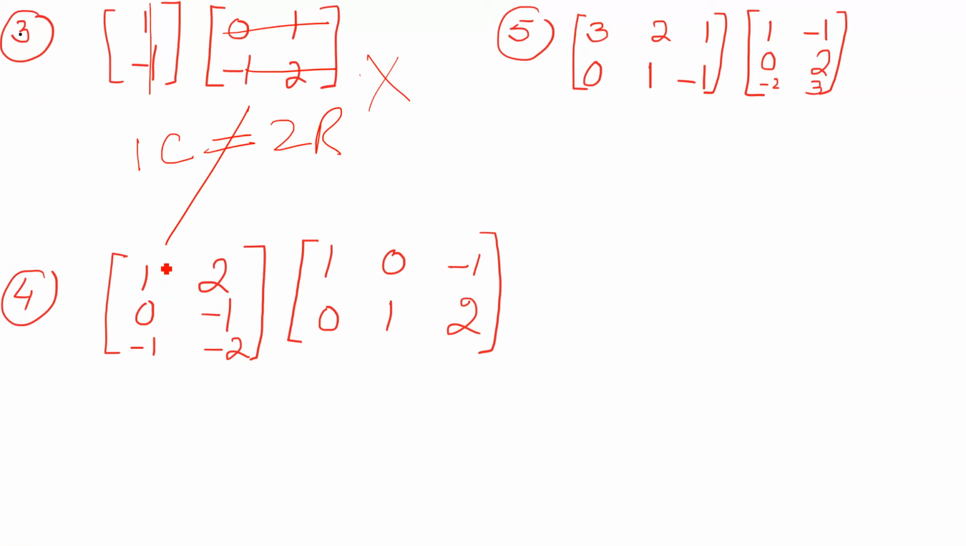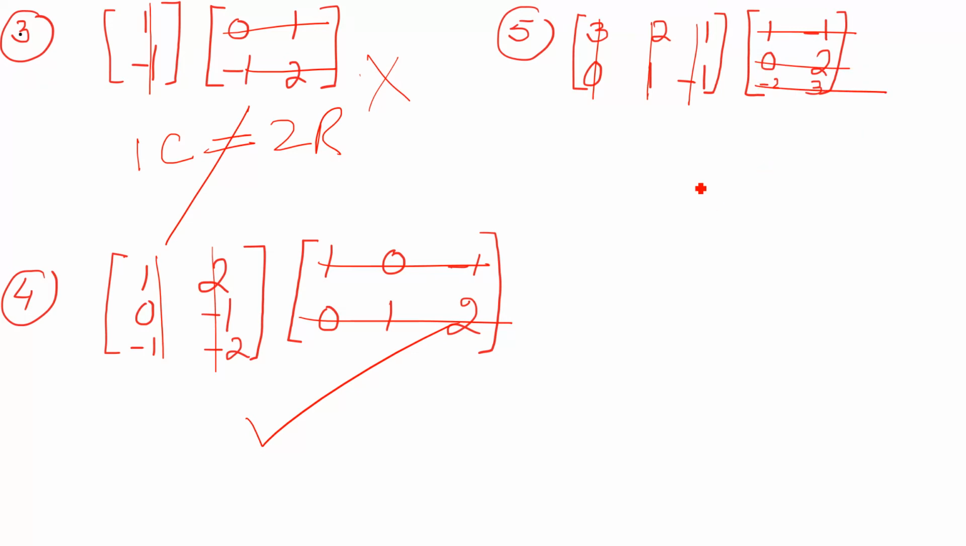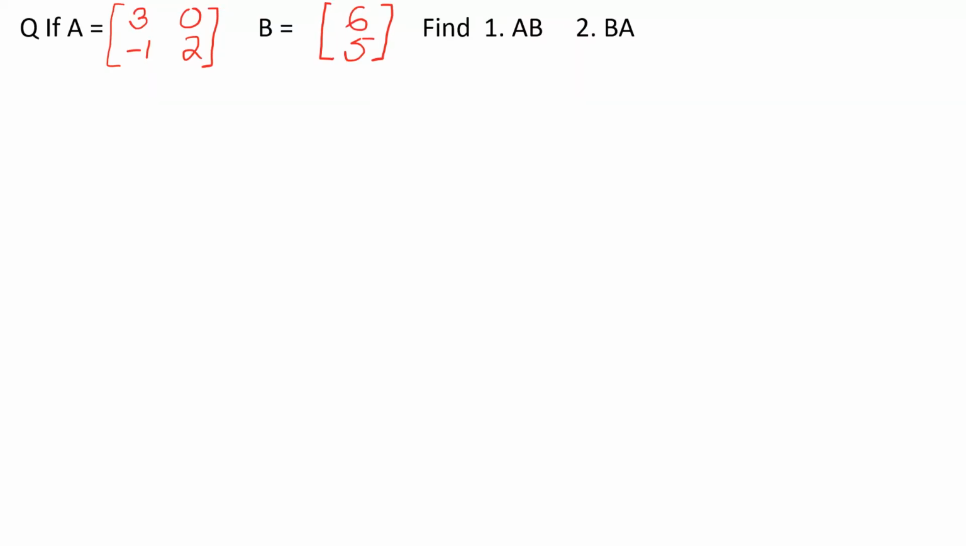Come to the fourth one. Here is 1, 2, two columns, 2, 1, 2, two rows. Yes, the number of columns of the first matrix should be equal to the number of rows. So these two matrices satisfy the condition. These two matrices are conformable for multiplication. Similarly, the third one, 1, 2, 3, three columns, 1, 2, 3, three rows. Yes, this is also conformable for multiplication. Now I believe that you know how to multiply, and you should know as well which two matrices are conformable for multiplication.